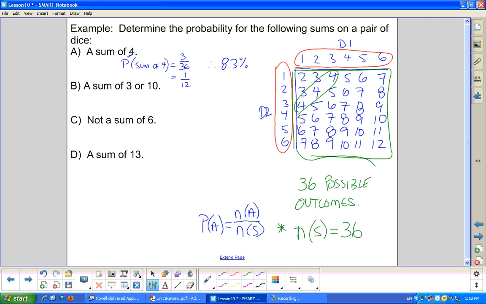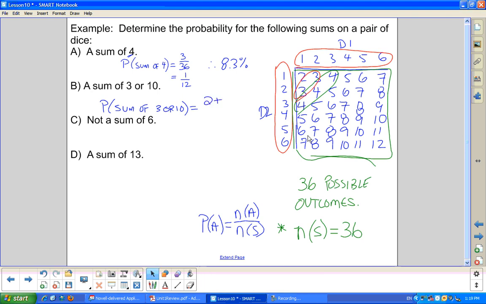The second one, a sum of 3 or 10. So we're looking for the probability of a sum of 3 or 10. This is an example of the rule of sum. You can't have both happen at the same time. You can't have a 3 and a 10. So you're looking at adding the possibilities here. So how many ways can we roll a 3? Looking at our dice chart, there are 2 possibilities.